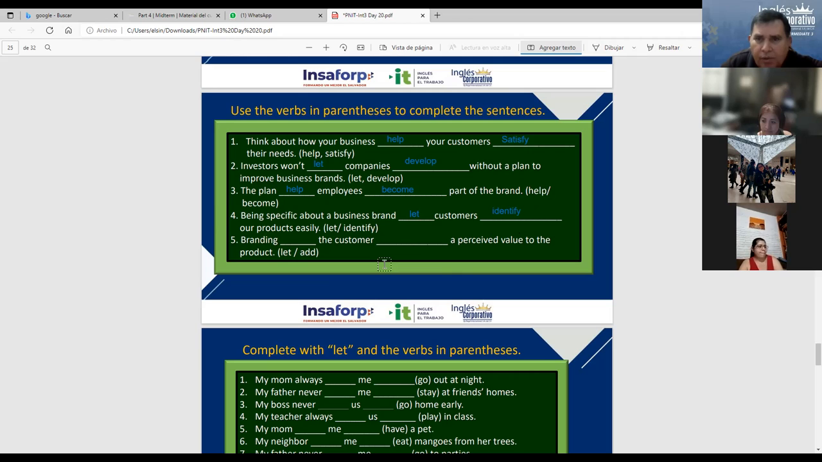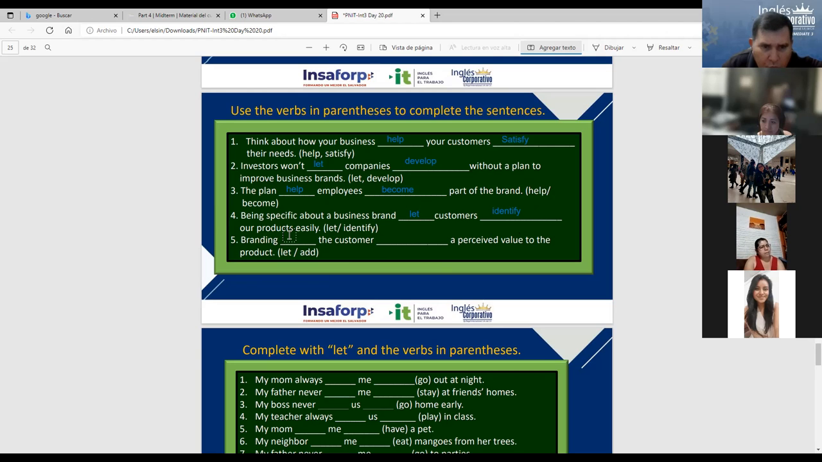And Sulmita? Branding add the customer lead. The first always goes lead, right? Lead. Yes. Branding, then it would be lead. Branding lead the customer add a perceived value to the product.